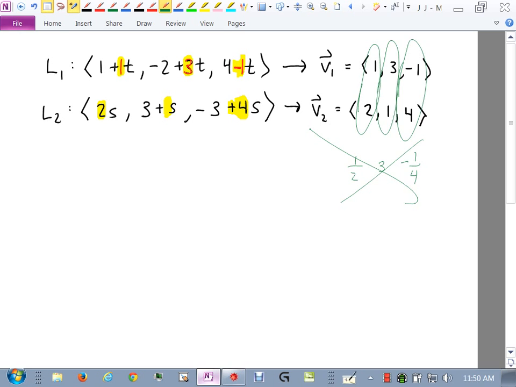The other way to do it is just to look at it and try and see if one of them is a multiple of the other. Right? What we're trying to check is, is V1 some scalar multiple of V2? Right? That's what we're asking. But you'd have to see what the C2 is.